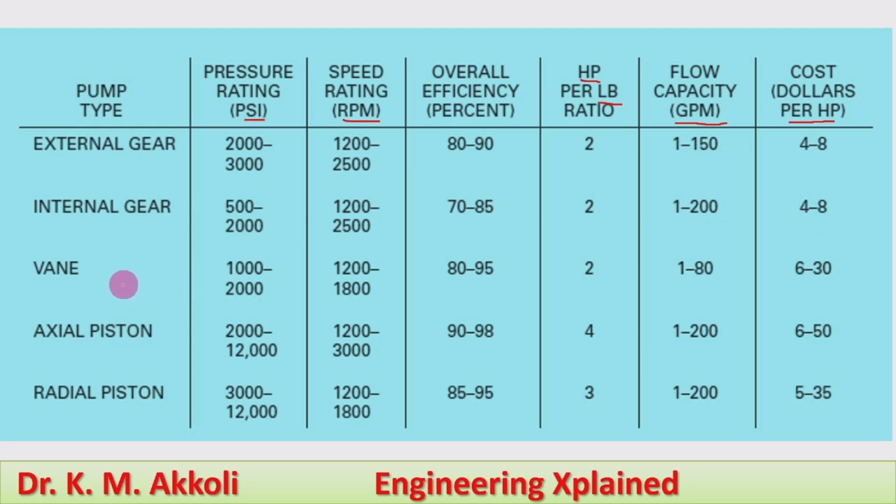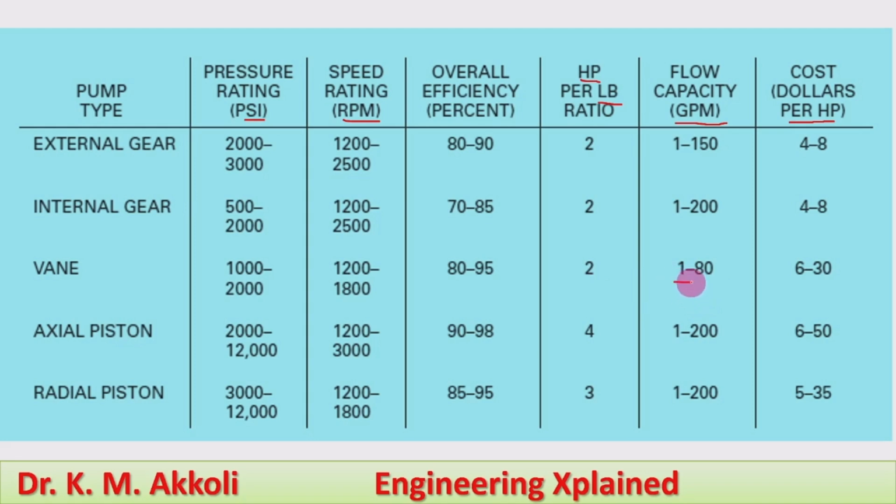The next is the vane pump. Its pressure rating is somewhat lower, in the lower to middle range compared to the external gear pump, 1000 to 2000 psi, and the speed rating is around 1200 to 1800, somewhat lesser. The efficiency is near to that of the external gear pump, and somewhat higher, 80 to 95%. The hp per lb ratio is also 2, and the flow capacity is very low here.